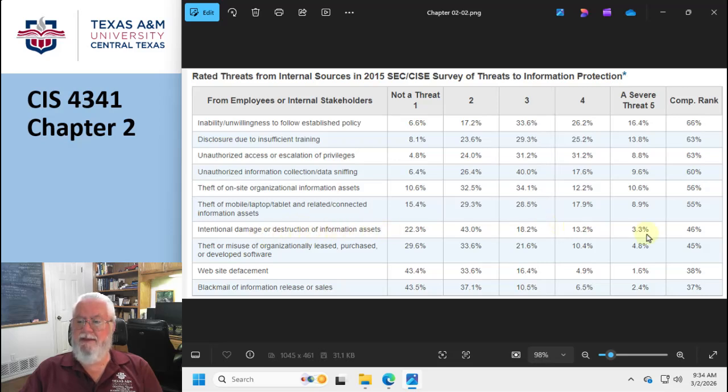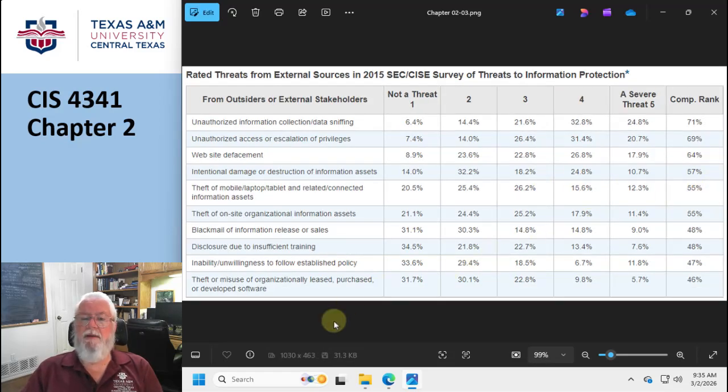Intentional damage, yeah, okay, probably insiders. Theft or misuse, probably insiders. Website defacement, probably outsiders. Blackmail and ransomware, that kind of stuff. So, yes, these are threats that are coming in. So, most of them are from internal sources, not external. And the most common threat is ignorance and apathy. I know you told me not to put that file out there in the public area, but I don't care. Yeah, well, somebody cares.